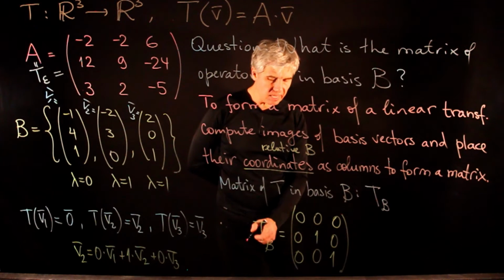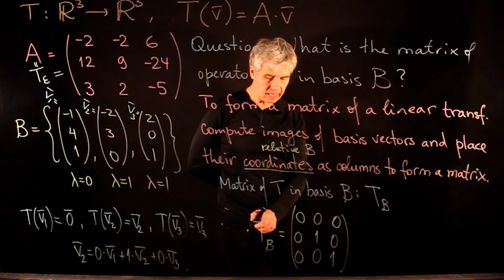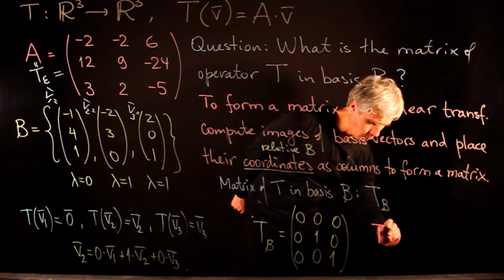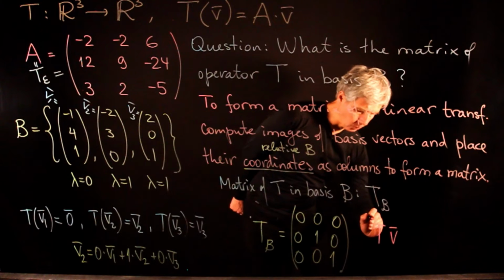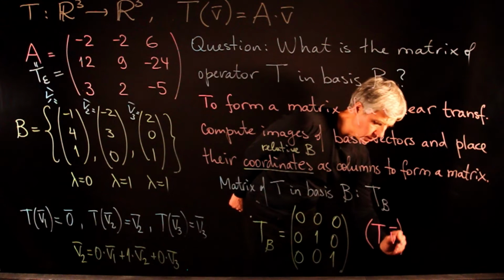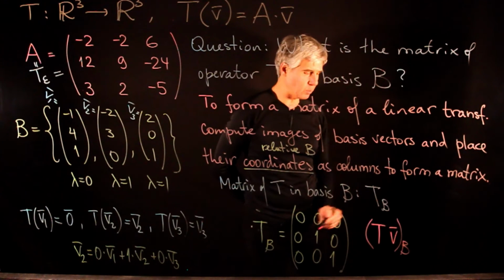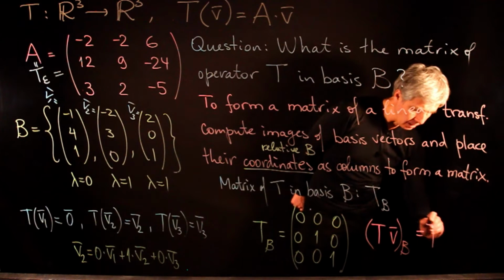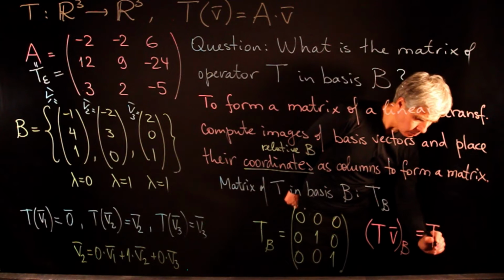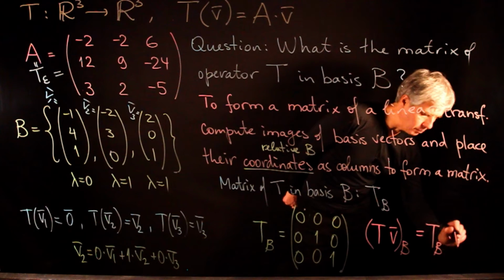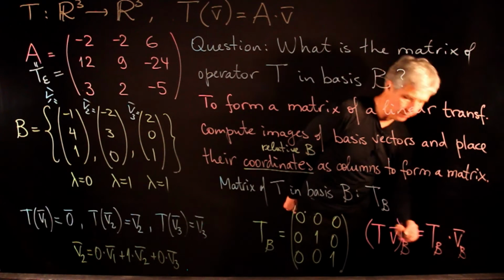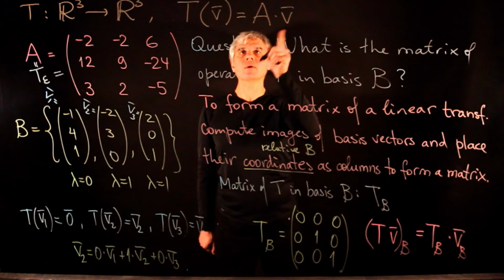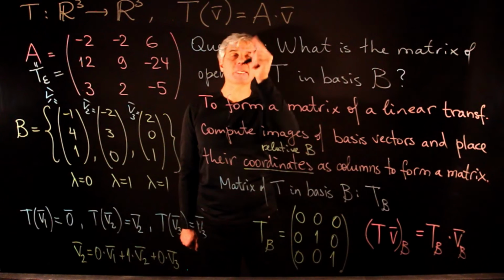So what is the meaning of the matrix T in basis B? If we apply operator T to an arbitrary vector and want to know the coordinates of the result relative to the basis B, this will be equal to the matrix of this operator in basis B times the B coordinates of vector V. This is completely analogous to this formula, only this formula is given in the standard basis.